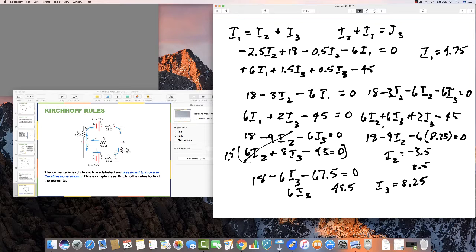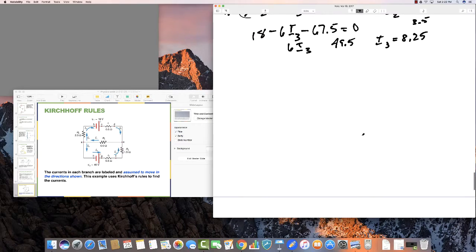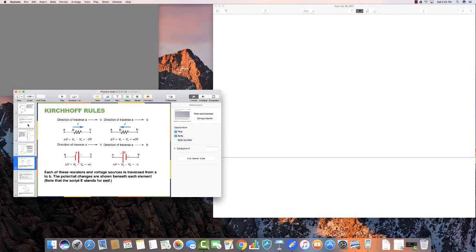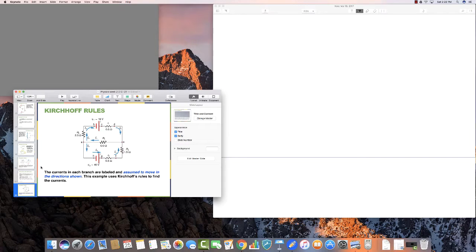And that's how you do it. And obviously, as you look at that, you see that the hardest part of this whole thing is figuring out which direction to do.